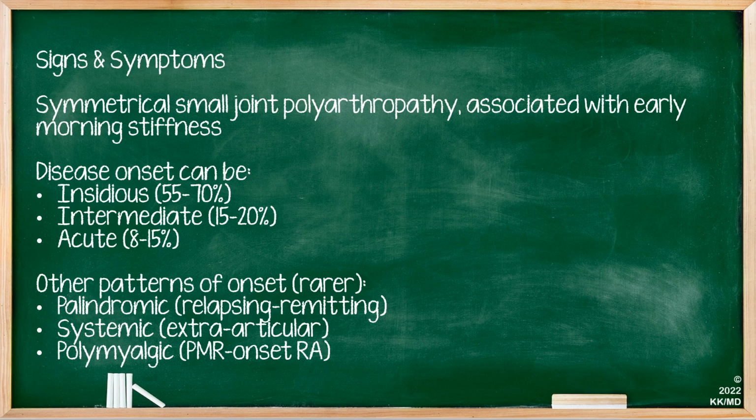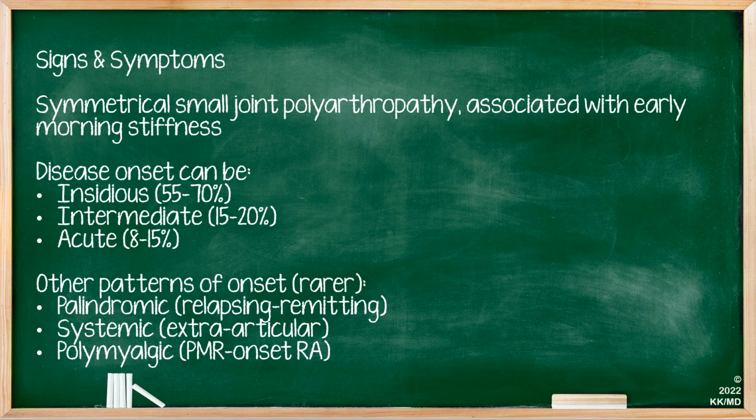As we said before, this is a symmetrical small joint polyarthropathy associated with significant early morning stiffness. And this is quite obvious when a patient first presents, for example, to the early inflammatory arthritis clinics. Disease onset can usually be insidious in most cases, but also intermediate in its timing, as well as acute onset.